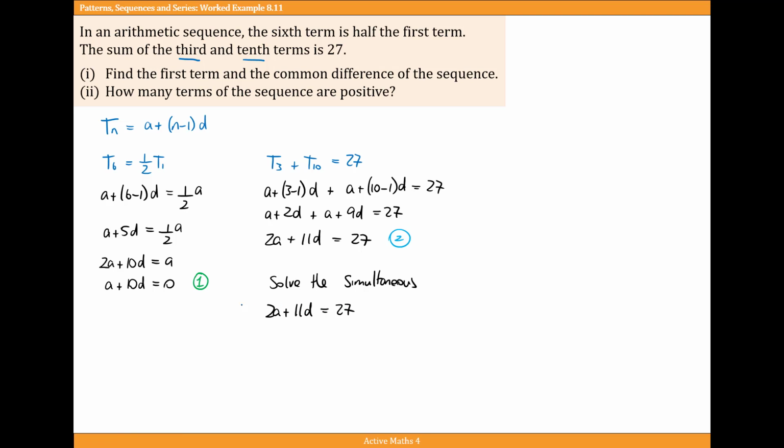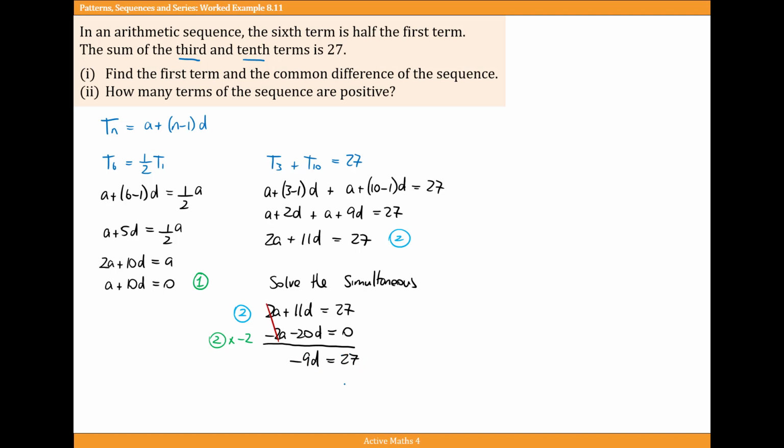And it's a good idea to label your equations so that if you have to go and check your work later on, those labels will help you navigate back through the work and see where you might have made a mistake. Equation 1 then, I'm going to multiply by minus 2 so that I can eliminate the a's. So I have a times minus 2 is minus 2a, 10d times minus 2 is minus 20d, and then 0 times minus 2 is obviously still 0. I'm going to draw a line underneath and then sum the lines. So 2a minus 2a is 0. We have 11d minus 20d is minus 9d, and this is equal to 27.